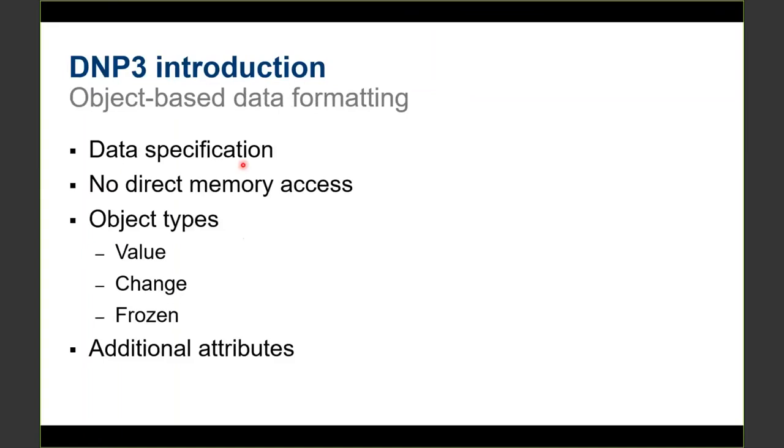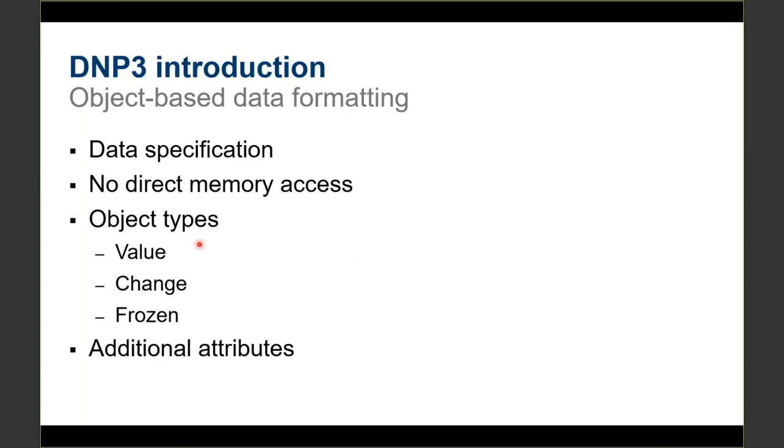The DNP protocol is an object-based data format and doesn't have access to the memory of the device. That's why DNP introduces the concept of buffer. The standard defines several different types of information, such as binary input, binary output, analog input, analog output, and counters. And each type of information has a different and specific object. And for each object, we also can have different variations. And these variations create subsets in these objects.